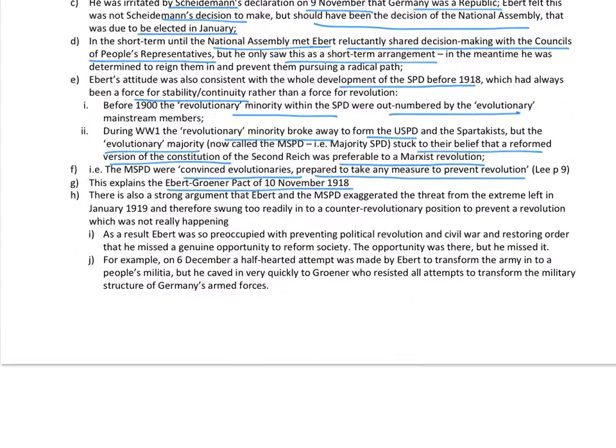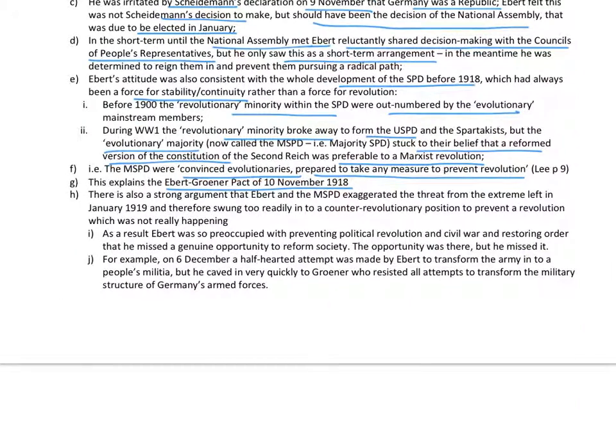There's also a strong argument that Hebert and the MSPD exaggerated the threat from the Spartacists in January 1919, and therefore swung too readily into a counter-revolutionary position by signing the Hebert-Groener Pact, and that there really wasn't a revolution happening. So in a sense, historians have been fooled by Hebert's overstating the case. As a result, Hebert was so preoccupied with preventing the Spartacists from succeeding that he missed a genuine opportunity to reform society. The opportunity was there, but he didn't take it.